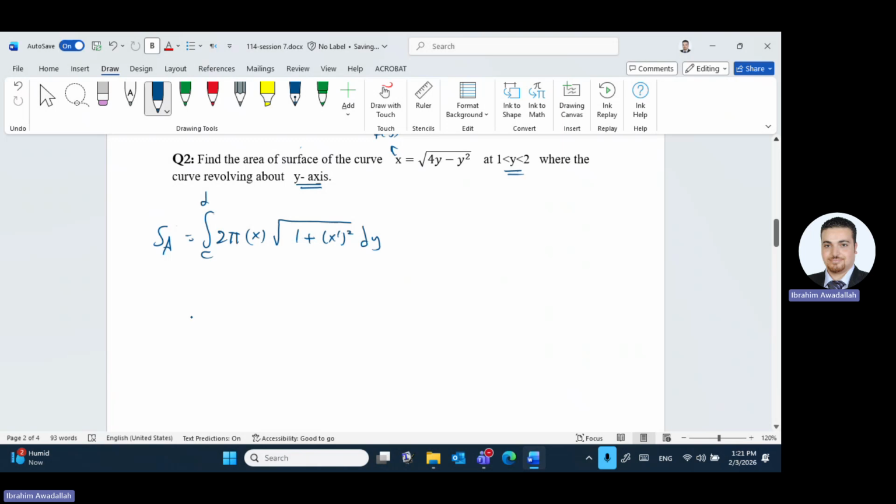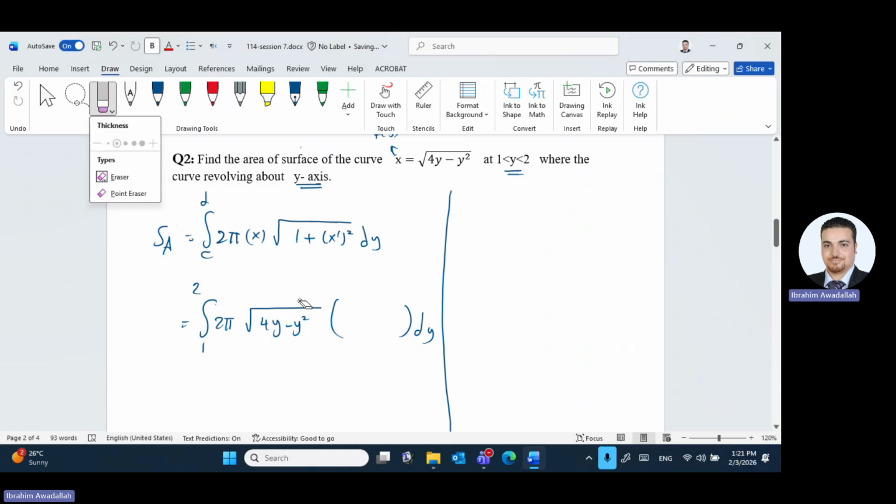Let me write here, the integration will be from 1 to 2, 2 pi times the value of x. Here we have the root of 4y minus y squared. Then we have the function that we should work on it on the left here. Sorry for that, this should be longer and this smaller. Then the new function will be here, no problem.